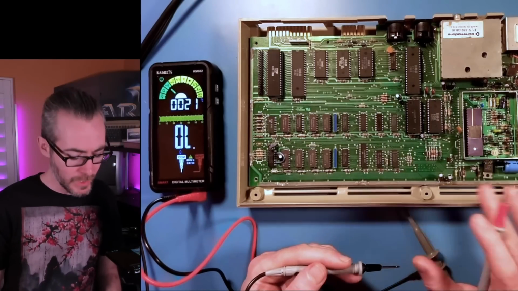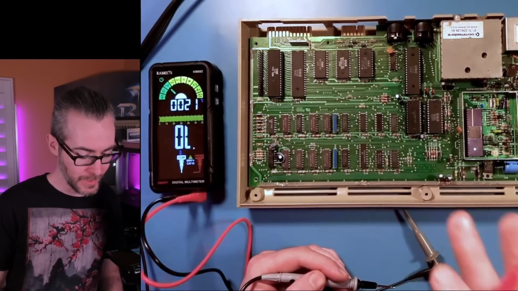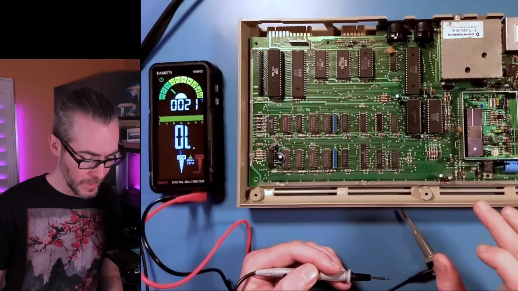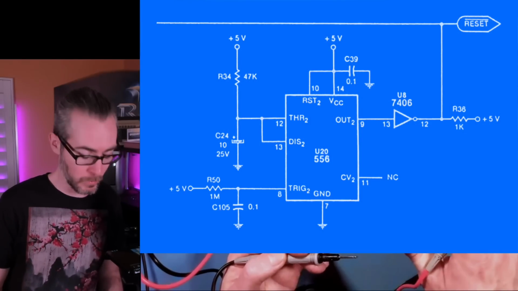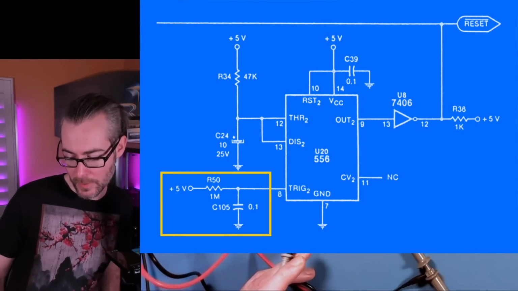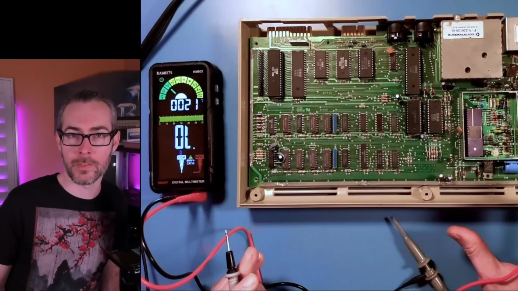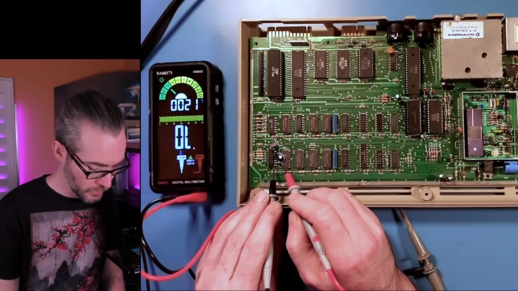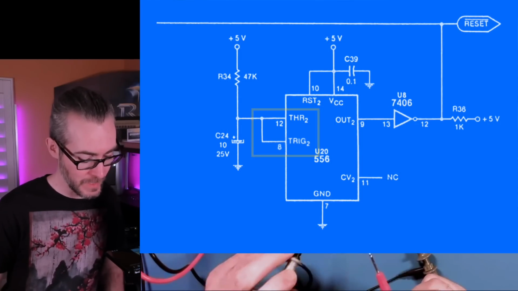Okay, so first of all, I want to take a look at how the reset circuit actually works in this Revision A board, because not only is it different from how the reset circuit works in later Commodore 64 boards, but it's actually very different from how it looks in even the official schematic for this board. So first of all, the resistor and capacitor that are connected to the trigger pin, the R50 and C105, are actually just not present on the board at all. And the trigger pin is actually connected to the threshold pin, directly connected through the PCB.